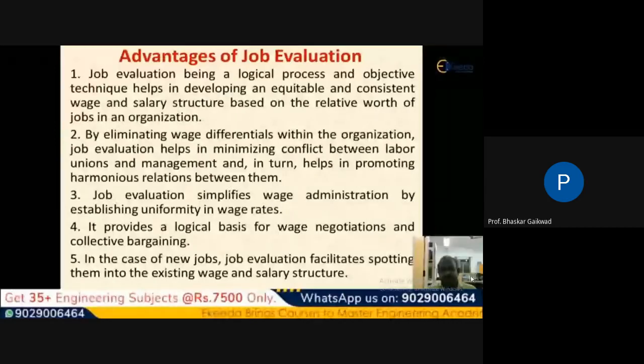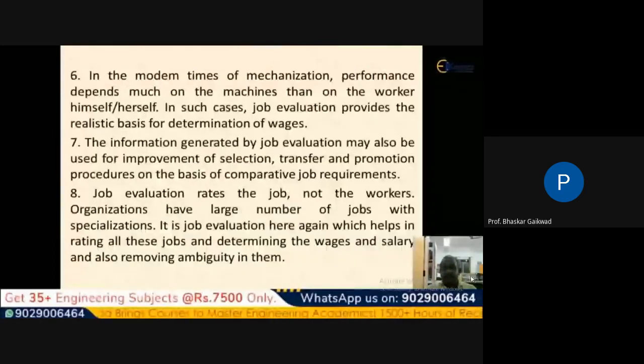So there are a few advantages. Again, in continuation: in the modern times of mechanization, performance depends on the machine more than the worker himself. It gives a realistic basis for the determination of wages. Then the information generated by job evaluation may also be used for improvement of selection, transfer, and promotions. Like in case of giving an incentive, you can promote, or you can transfer, or you can select a good person for a particular job. So all this can be the basis of the information of job evaluation.